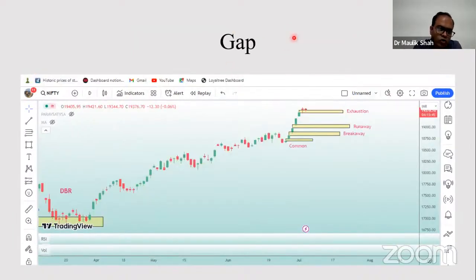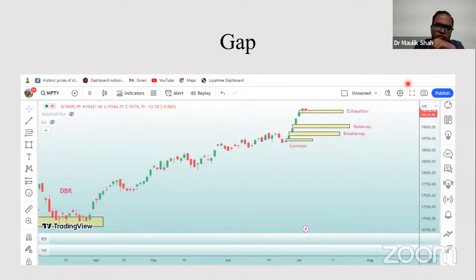And one more interesting concept is a gap. Now what does this gap mean? A gap is a place where there is no trading happening. It's a price where trading doesn't happen. Today, for example, the close of SBI has happened at 600. Tomorrow, SBI opens at 610. So in this 10 rupees, trading has not happened. And that is what we call a gap.